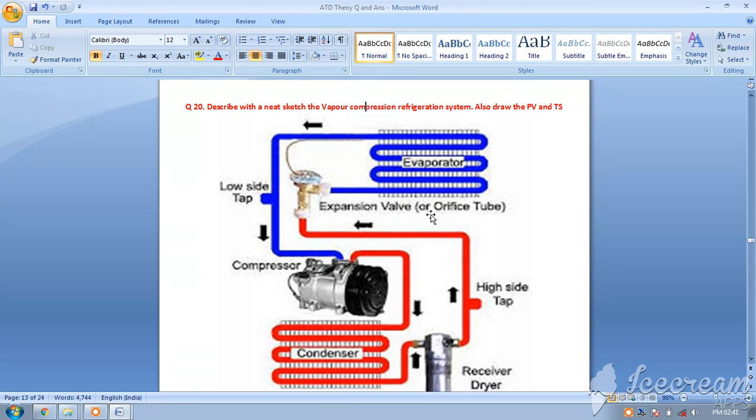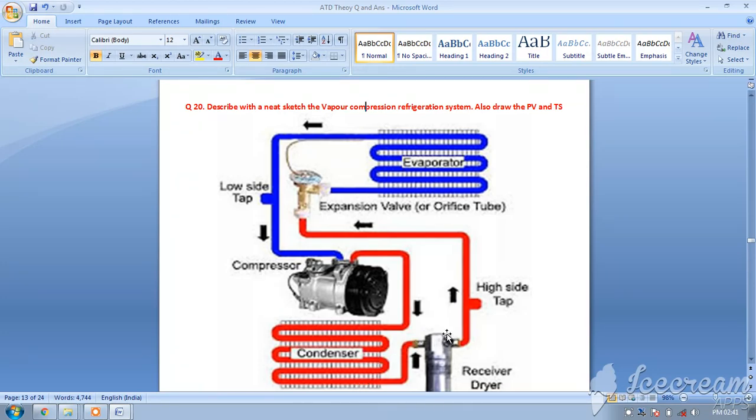So the first part is the evaporator. The blue line is the liquid line, the red line is the vapor line, and you can see the liquid refrigerant enters the evaporator from the expansion valve, and it goes out to the compressor. It comes to the compressor in the form of a vapor, and this is component number 1. Then the second component is the compressor, and it compresses this vapor into high pressure, high temperature vapor and sends it to the condenser. Here in the condenser, the heat is rejected to the atmosphere and it comes to the receiver dryer.